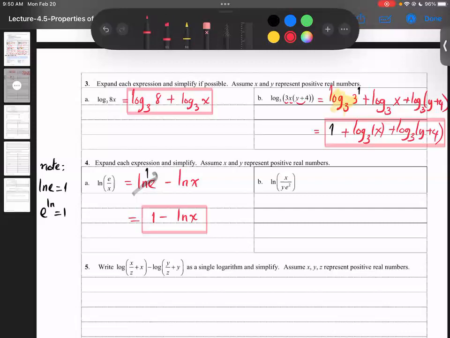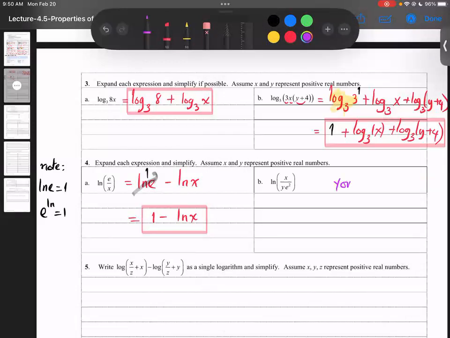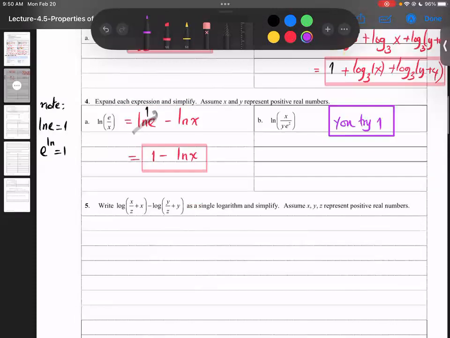4b, that's you try 1. Number 5. Oh, do you have any question? I'm sorry, I keep going without asking. So far, so good.